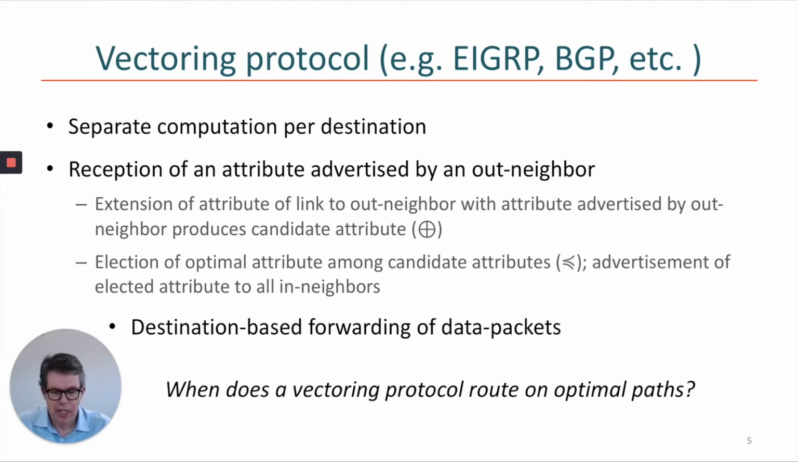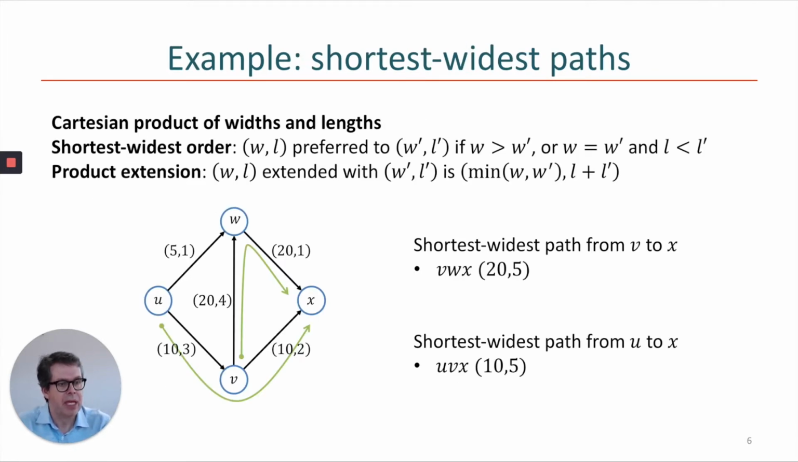Vectoring protocols are tied to a destination-based forwarding of data packets. A distance vector protocol does route data packets along shortest paths, but does a vectoring protocol route data packets along optimal paths? Not always. A simple example illustrates the non-optimality of vectoring protocols.